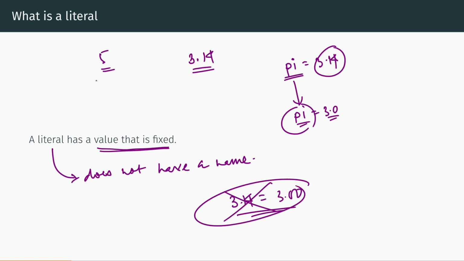Then you can have characters as well. So you can say hello. That's a literal. Its value does not change. There are other types of literals as well, such as true, false. The value of true does not change. True is always true, like false is always false. So these are literals.